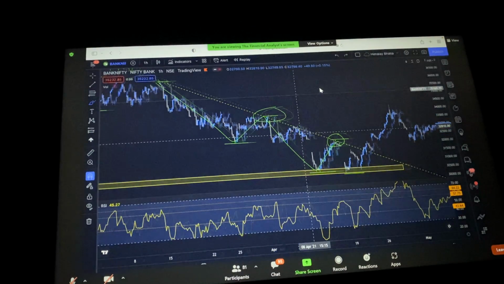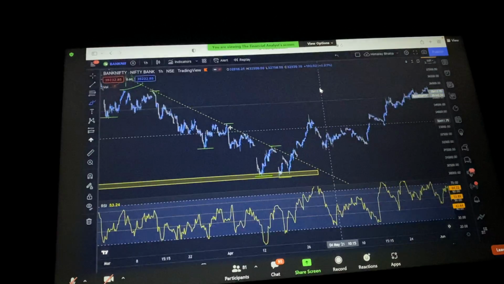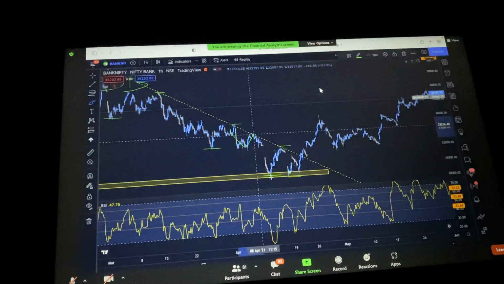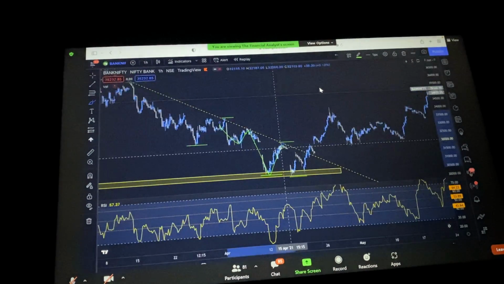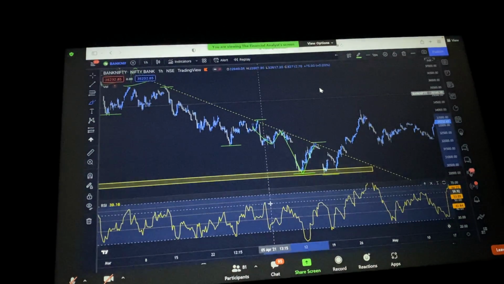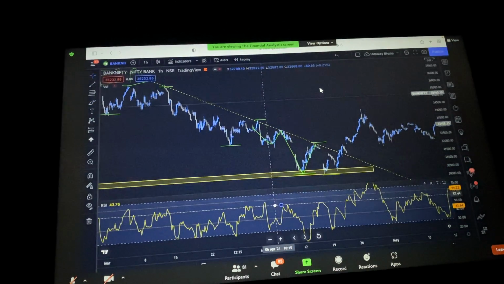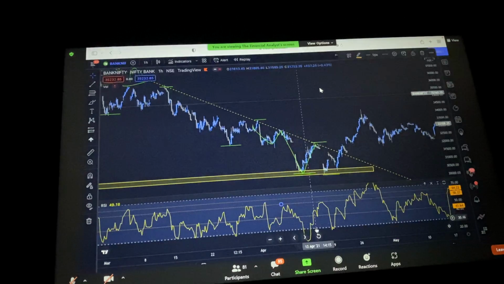Let me make it a little neater. Like this. How are we identifying the high? Is it taking resistance at the RSI? If it is, then that becomes an additional confirmation. And that is where I can precisely go short.